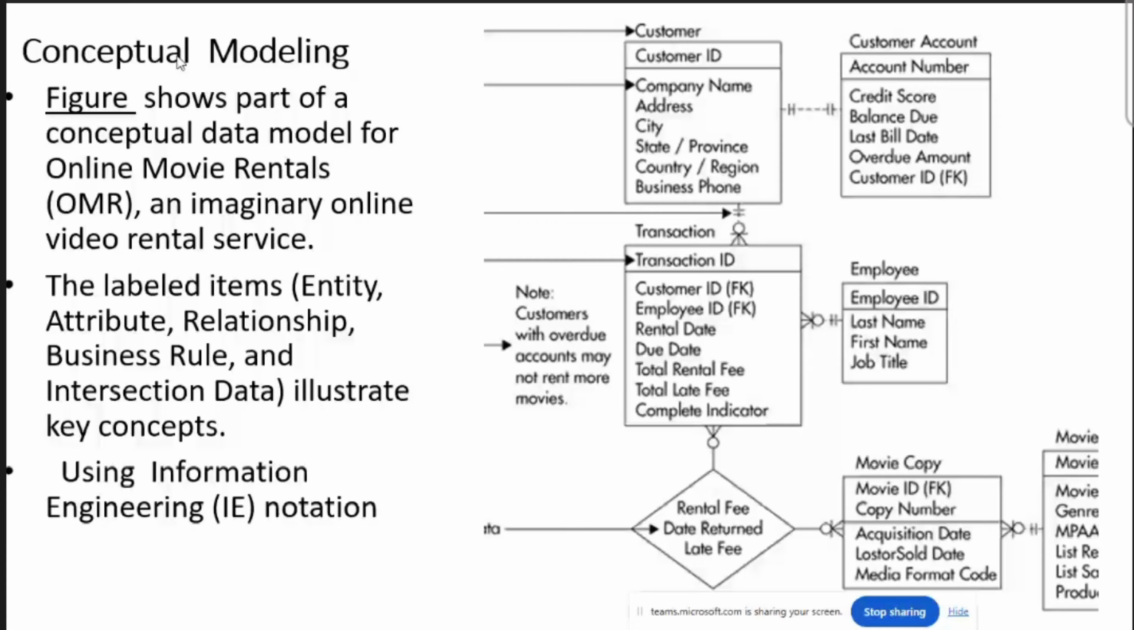So in conceptual modeling, for instance, assuming this is a typical example of a certain model, this is a company. This figure shows part of a conceptual data model for an online movie rentals business, or an imaginary video rental service. What are some of the things you think about first? Entities. So what are some of the entities? You are doing a movie rental or video rental service, and you are in a big market.